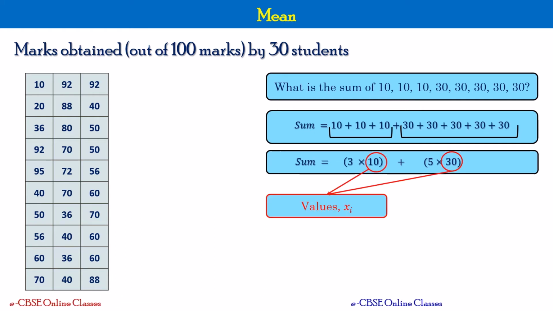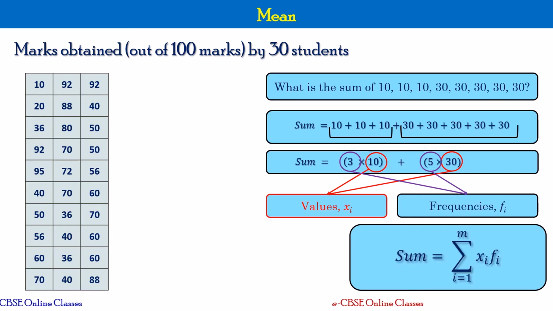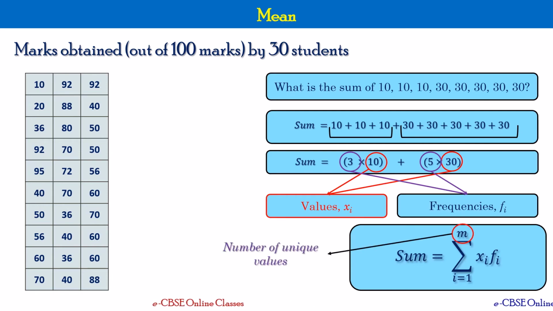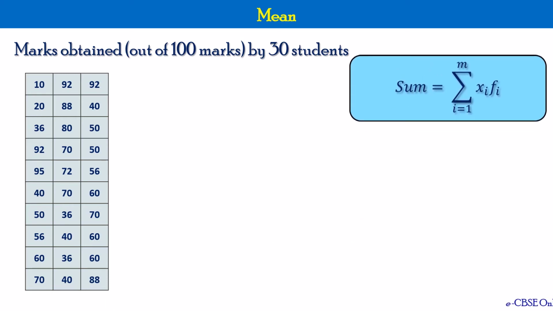Here 10 and 30 are called values and are denoted by xi, and 3 and 5 are called frequencies which are denoted by fi. Okay, so my sum can be written as summation of xi times fi, where i is running from 1 to m. Here m is the number of unique values. Okay, keep this formula aside, and now let's try to work out the same problem using this formula.